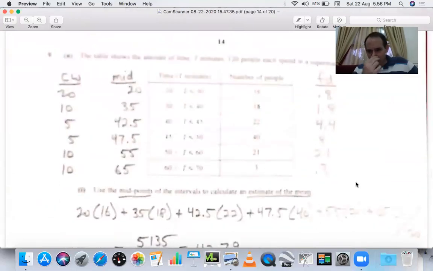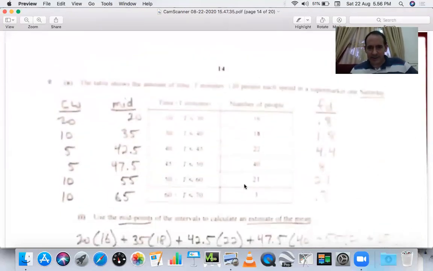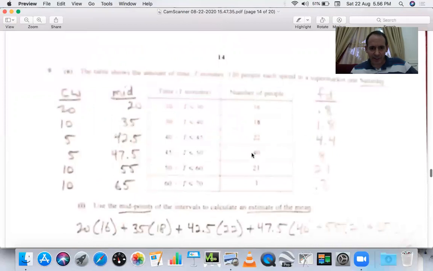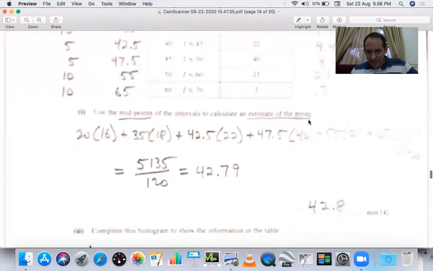So moving on, oh, this one's blurry as well. Kind of hard to see, sorry about that. This is blurry, I didn't realize this is blurry. We have a total of 120. It says use the midpoints to estimate the average here.